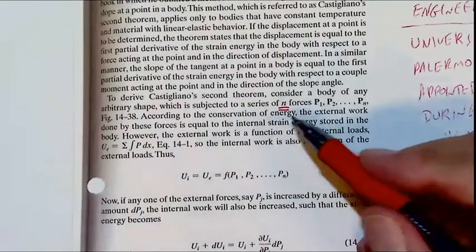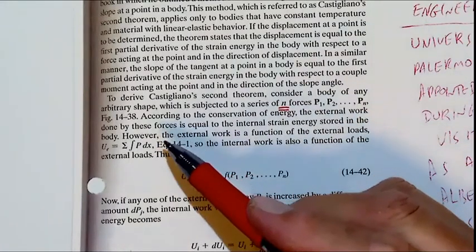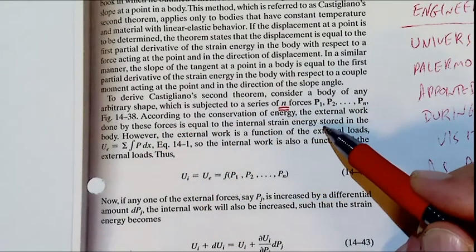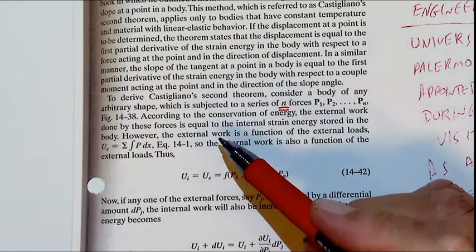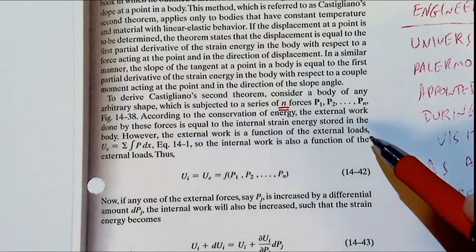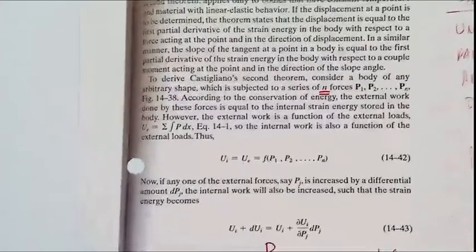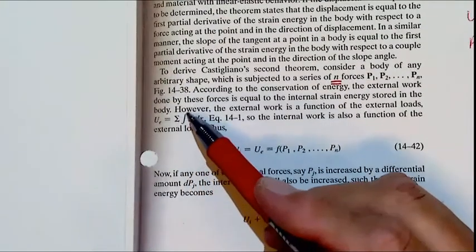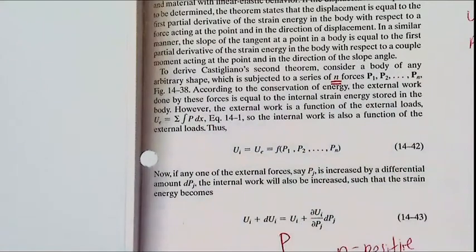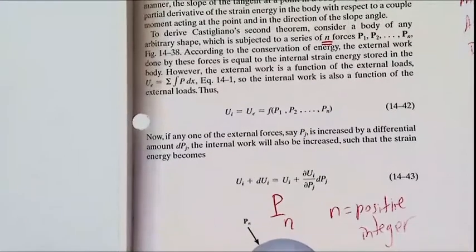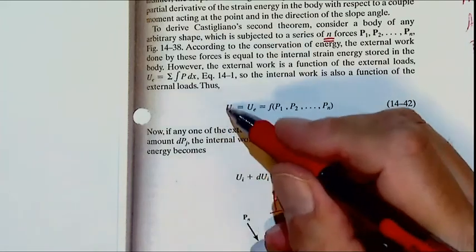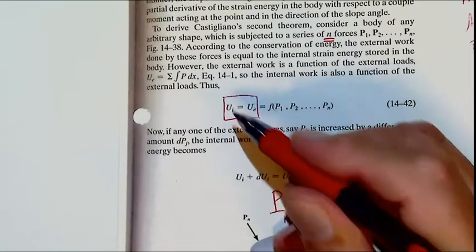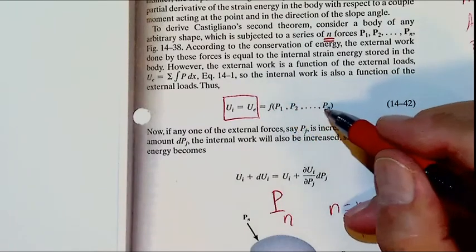According to conservation of energy, the external work done by these forces is equal to the internal strain energy stored in the body. However, the external work is a function of external loads. So U external equals summation integral P dx. The internal work is also a function of external loads, because they are equal to each other. So U internal equals U external, that is the conservation of energy principle, and it is a function of loads P1, P2, Pn.